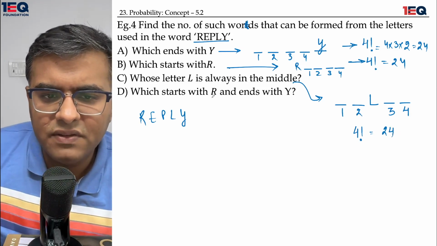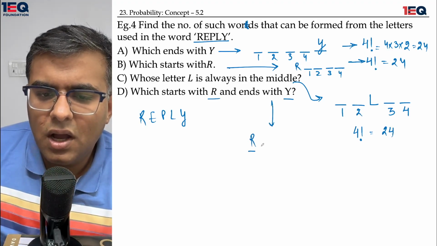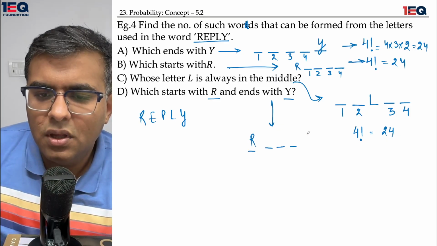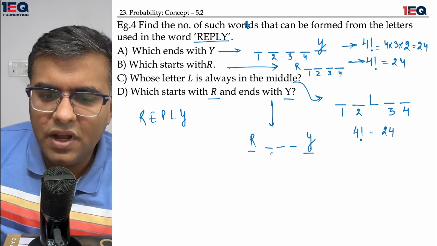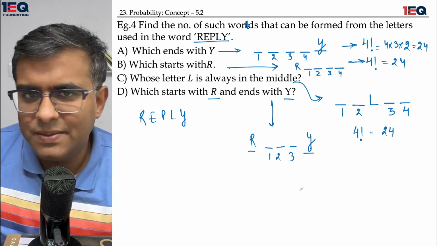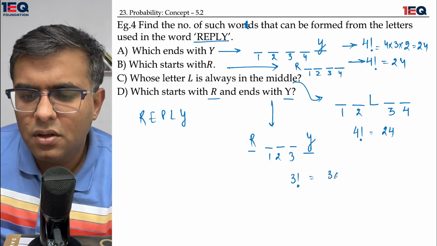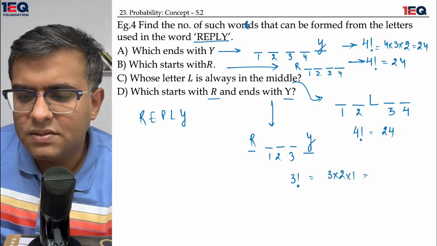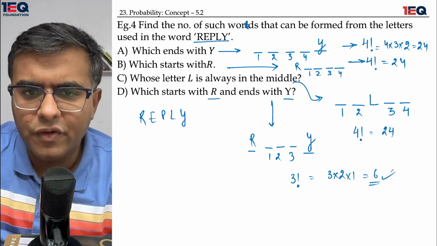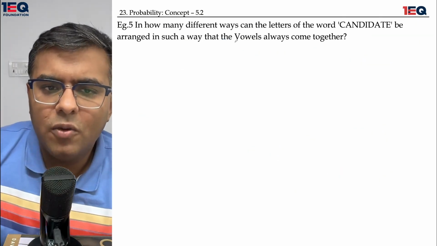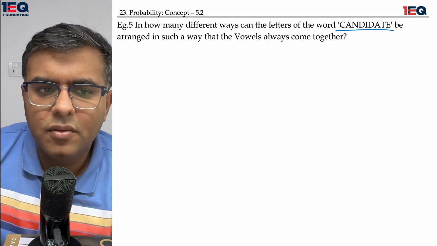Then a word which starts with R and ends in Y. This means R, 1, 2, 3, and Y as the last one. So I have 3 spaces available. If I have 3 spaces available, 3 factorial would be my answer. 3 into 2 into 1, this would give my answer to be 6.